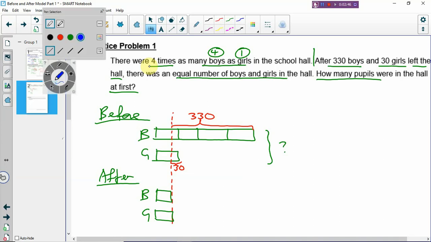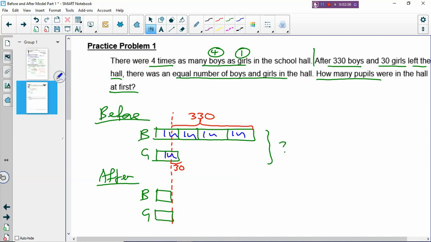What do we do next? You study the model and write out your unit statements. Every box is called 1 unit, and this is also 1 unit. If you look at the after model, you cannot call it 1 unit, because the boxes are smaller than 1 unit in the after model. So what do we do next?